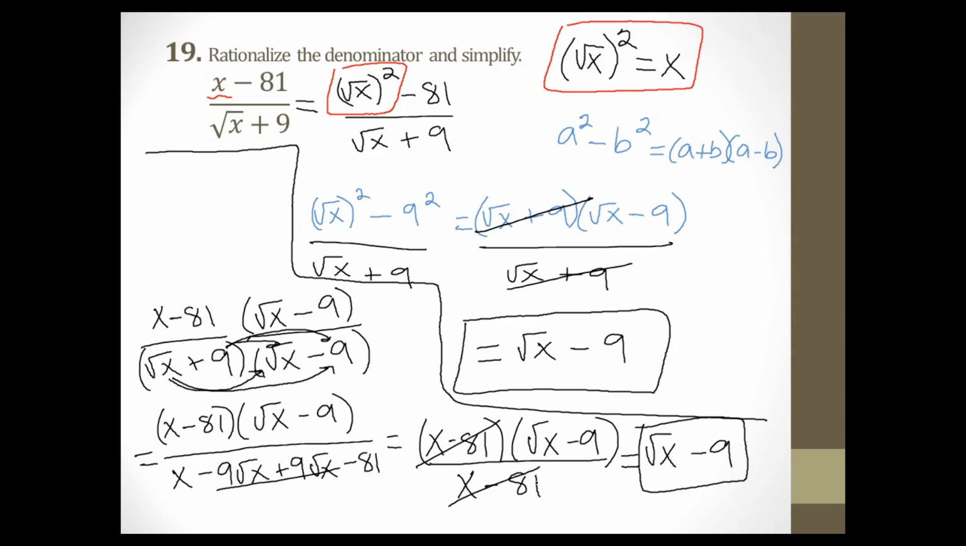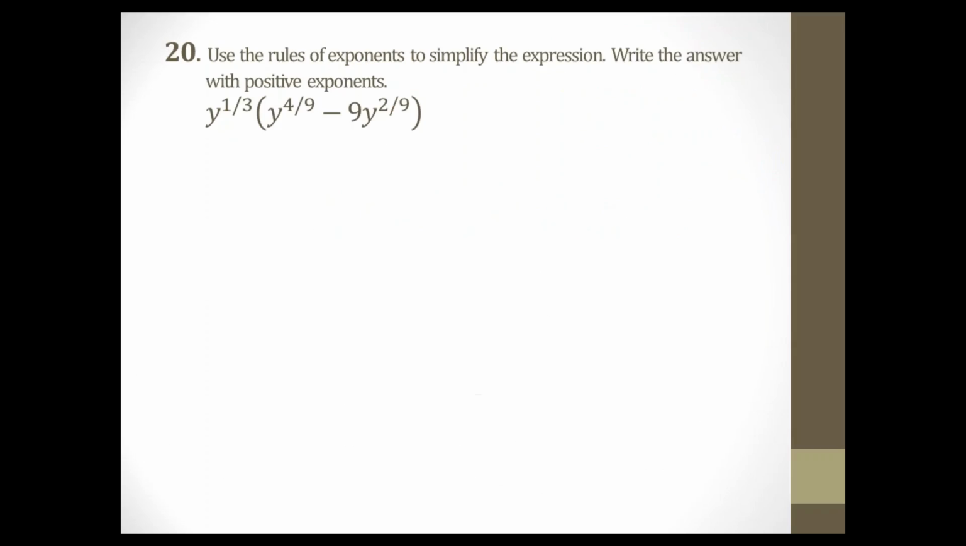All right? Okay, number 20. Use the rules of exponents to simplify the expression. Write the answer with positive exponents. So we're going to distribute multiplication. So we have y to the 1/3 times y to the 4/9. I'm just going to write it out. That's y to the 1/3 times y to the 4/9. And then minus 9 y to the 1/3 times y to the 2/9.